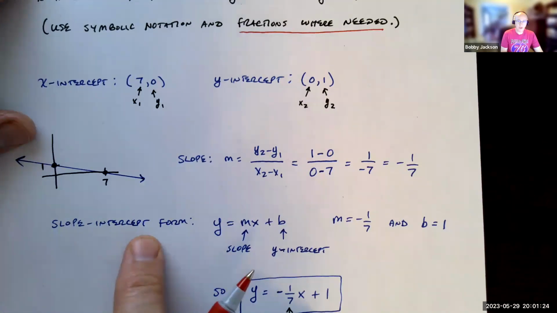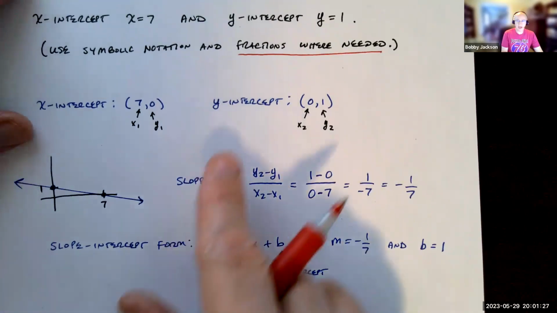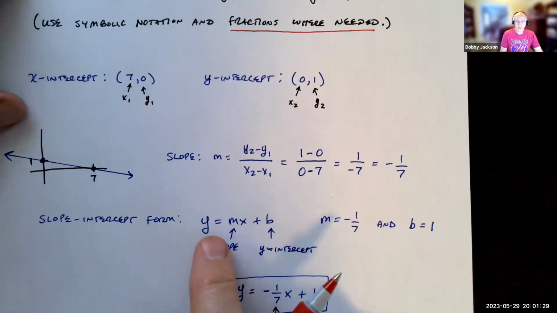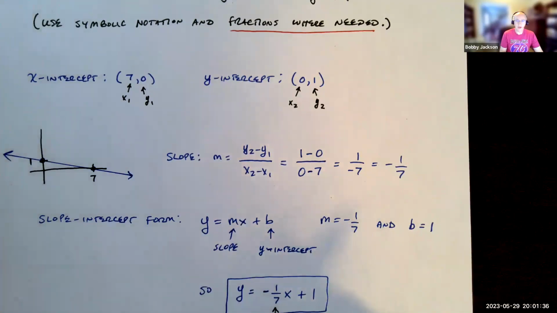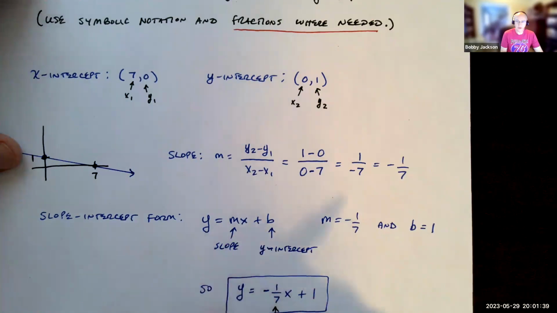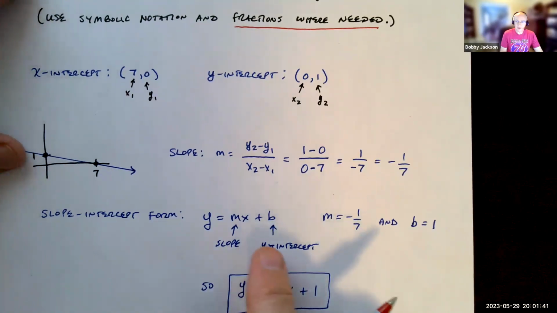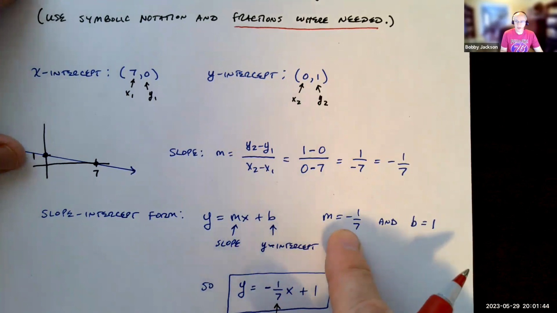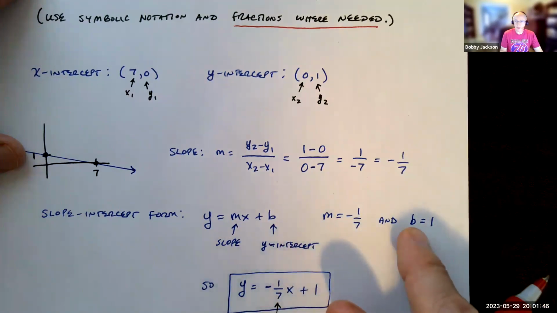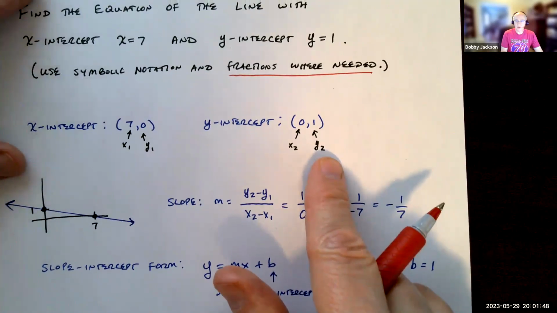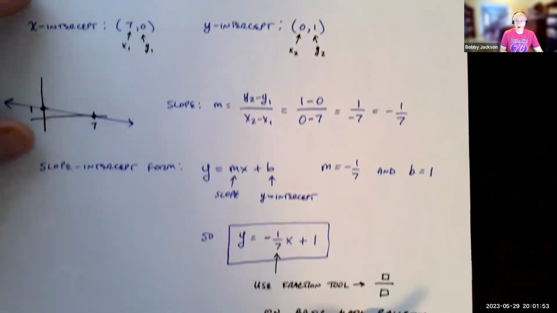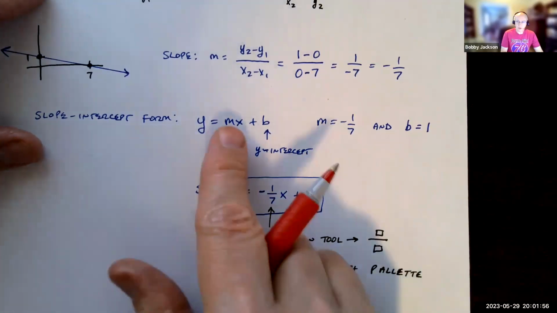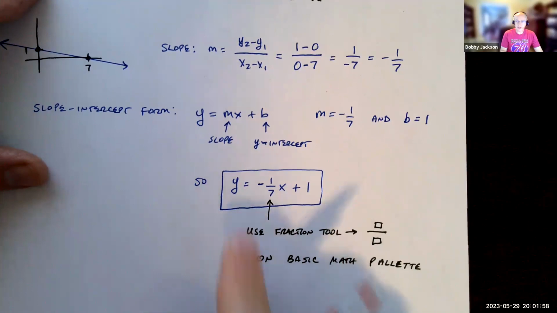I'm going to use the slope-intercept form of the equation of the line because I have the y-intercept. The slope-intercept form is y equals mx plus b. m is the slope, b is the y-intercept, and of course x and y are the arbitrary point on the line. So the slope we just found was -1/7. The y-intercept b is 1. Notice when we say the y-intercept is 1, we mean the y-coordinate is 1. The x-coordinate is always 0. And I just plug those in, and here is my answer.